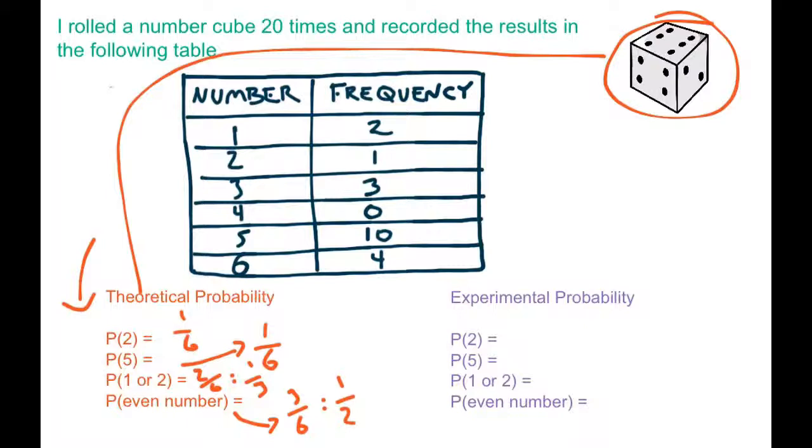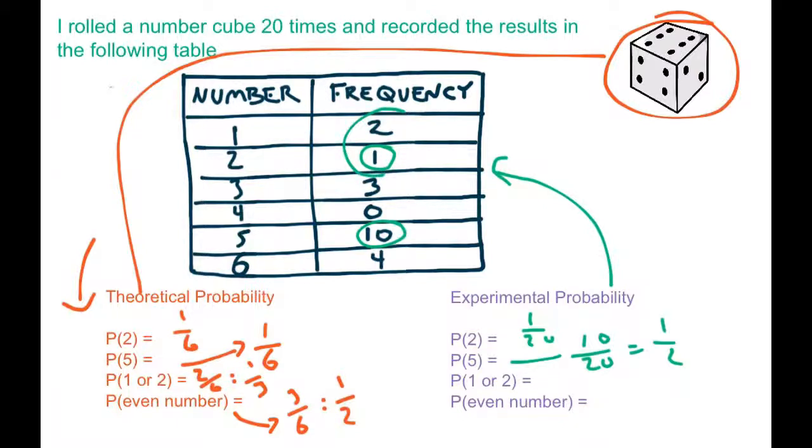Right now we have experimental probability. Well, this I'm going to look at the table with results. So the probability of spinning or rolling a 2, well, a 2 happened once out of 20 times. Probability of rolling a 5 happened 10 times out of 20, which reduces to 1/2. A 1 or a 2, that's both of these, so that would be 3 out of 20.